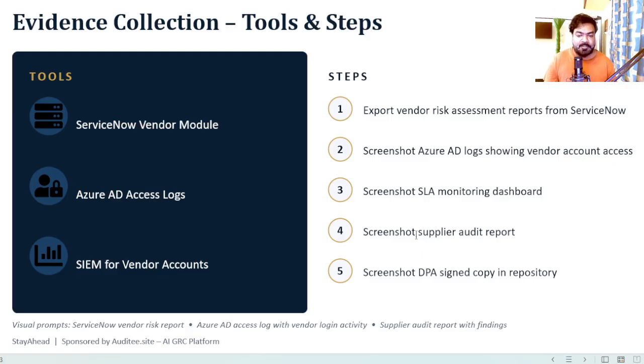The evidence steps: export vendor risk assessment reports from ServiceNow, screenshot the Azure AD log showing vendor account access, screenshot the SLA monitoring dashboard, screenshot the supplier audit report, and screenshot the signed DPA copy from the repository. Notice the shift. Design effectiveness pulled templates and policies. Operating effectiveness pulls logs, dashboards, and signed documents. That's the difference between we plan to do this and we can prove we did.